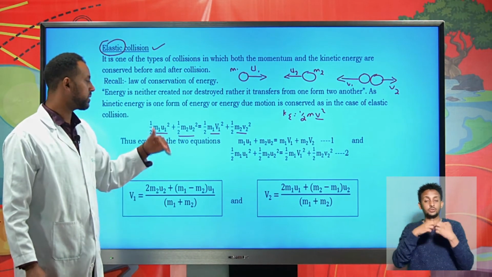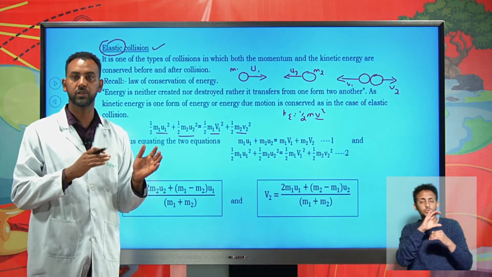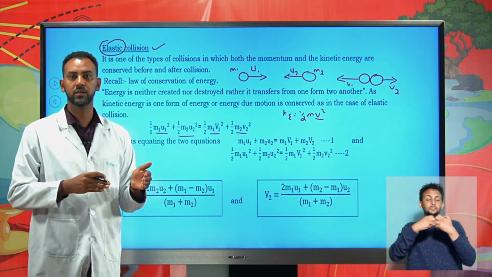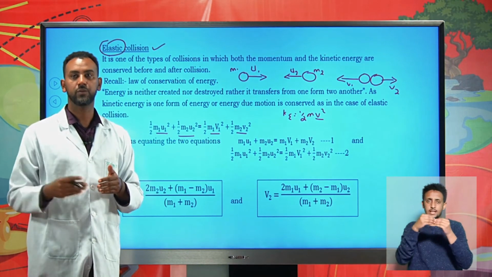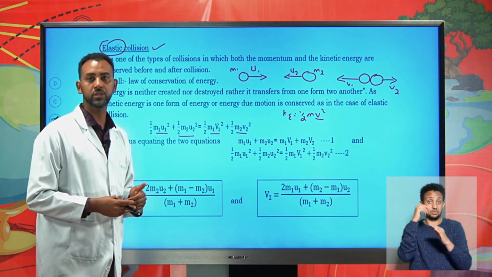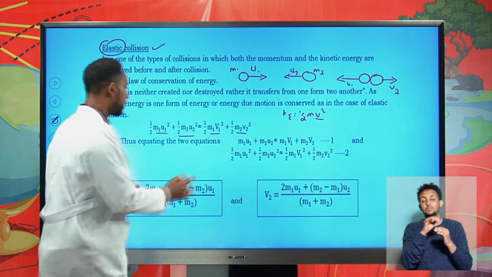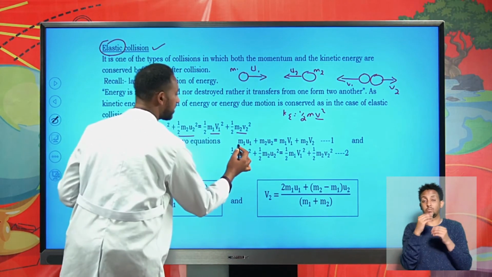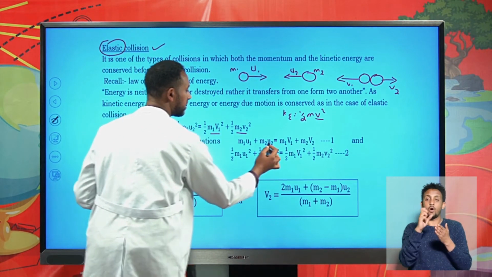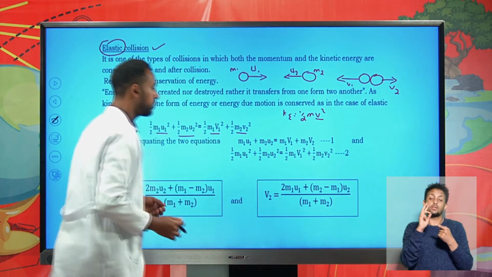And the other concept is that momentum remains constant. The momentum remains constant for different types of collision, for elastic, inelastic, as well as for recoil or superelastic collision. We can consider it to be conserved. So for these two particles, the momentum can be written as m1 u1 plus m2 u2 equals m1 v1 plus m2 v2.